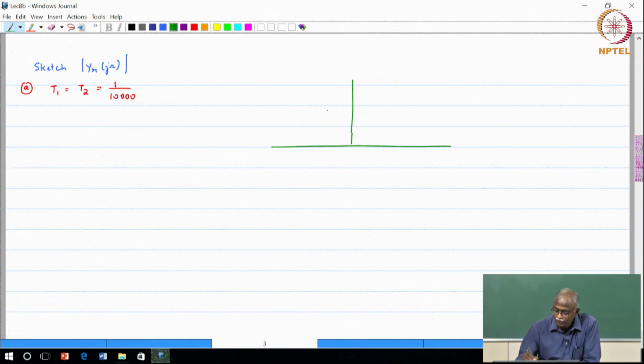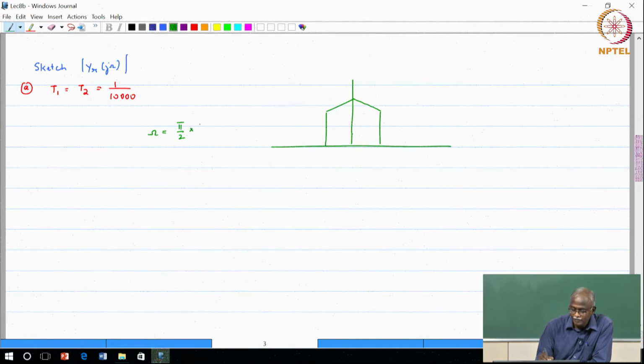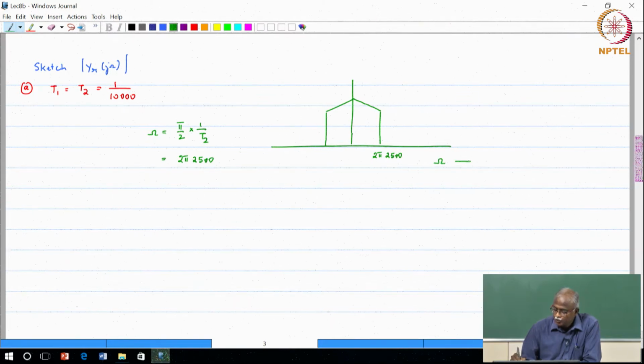The output spectrum, because it passed through a low pass filter, will have the following shape. Some portion of its spectrum would have been removed by the low pass filter, and the cutoff would have been pi by 2 in the discrete time domain. The continuous time frequency would be this divided by Ts, that is 1 by T2, and this would be 2 pi times 2500. So, some portion of the spectrum got removed. In continuous time, this is 2 pi times 2500. This is the omega axis, this is Yr of j omega.